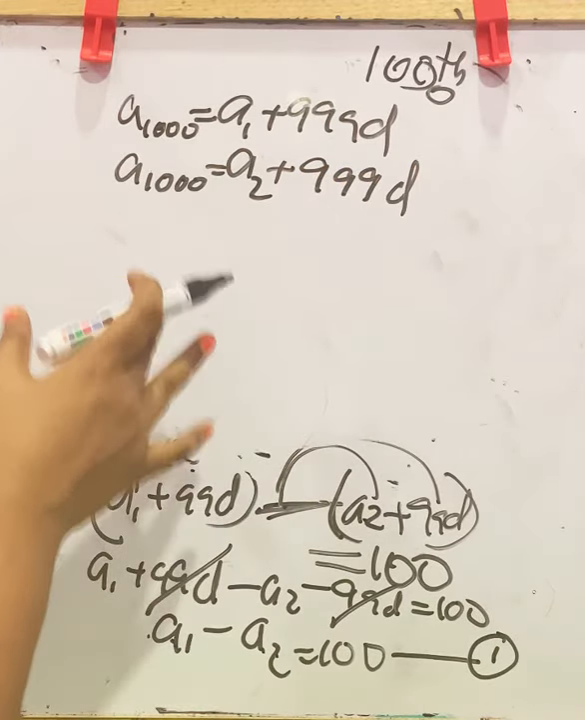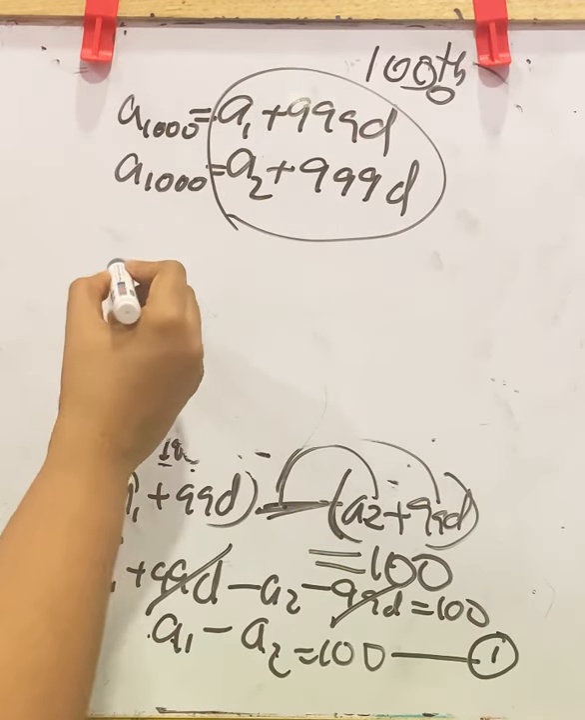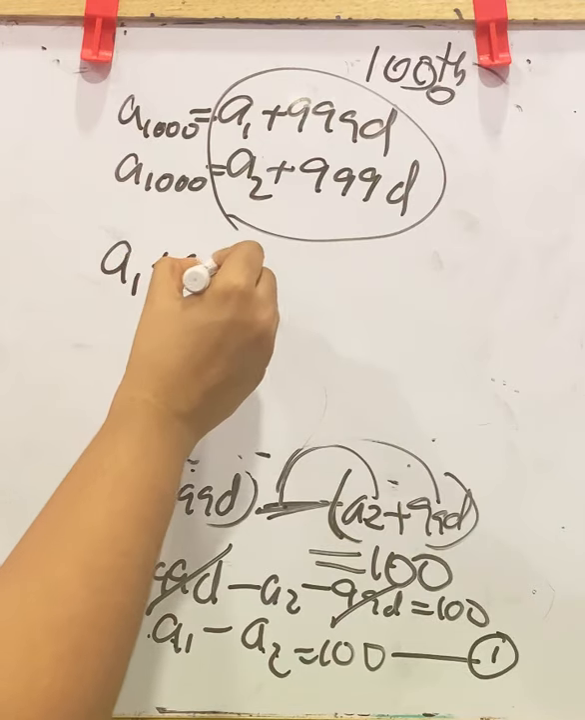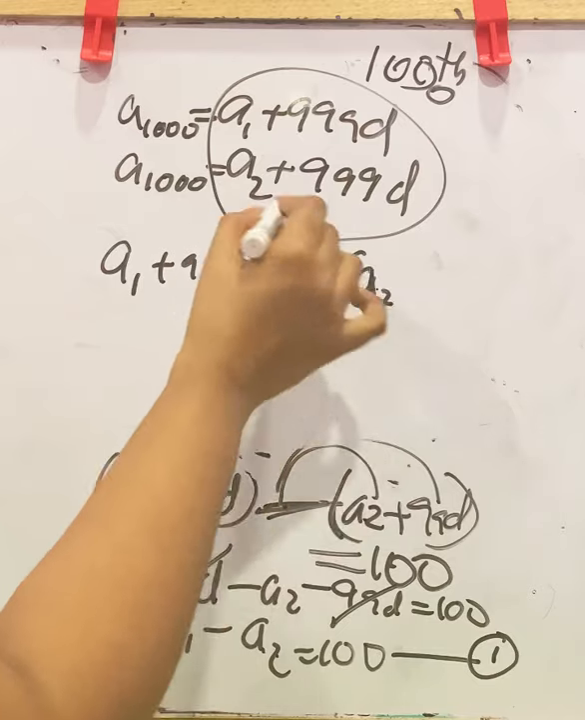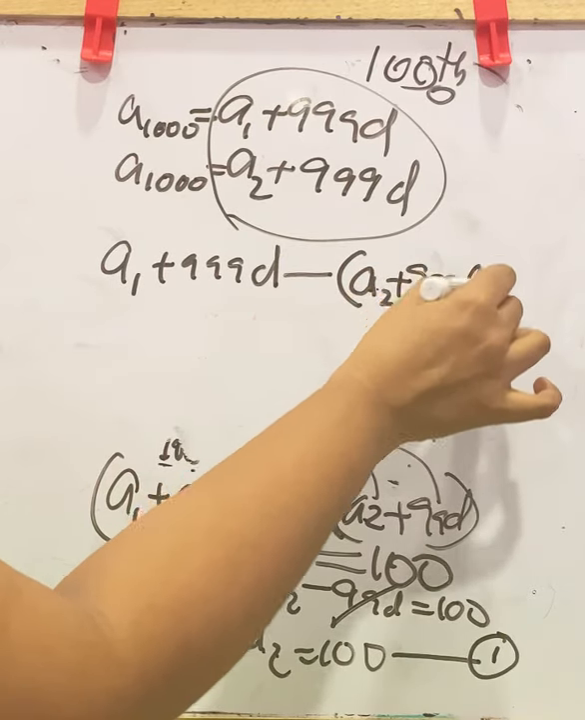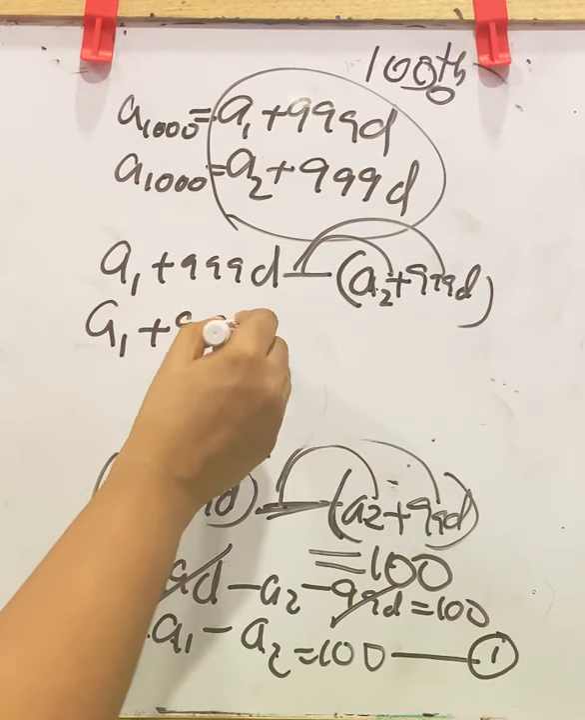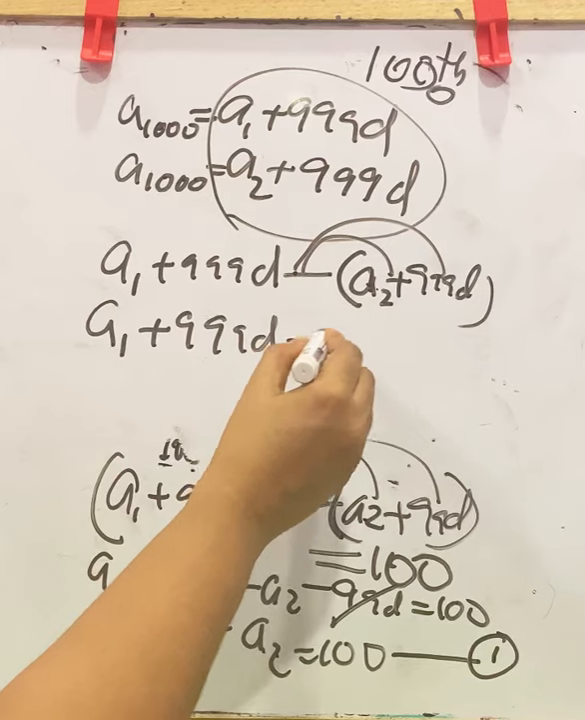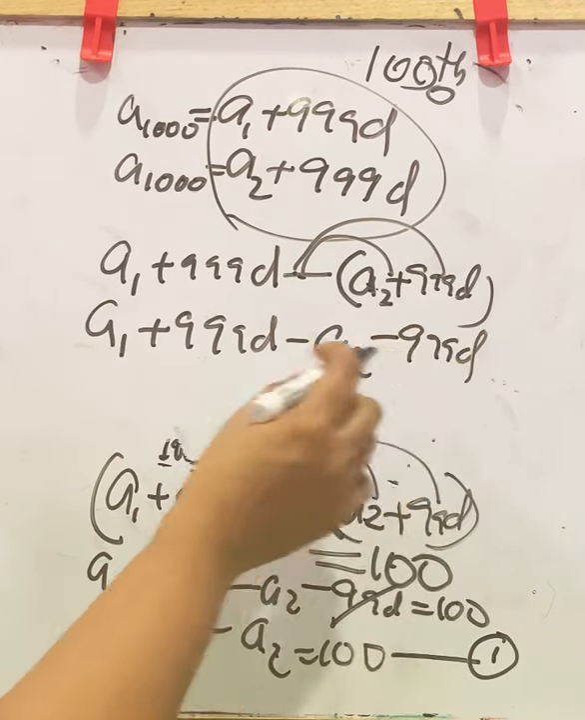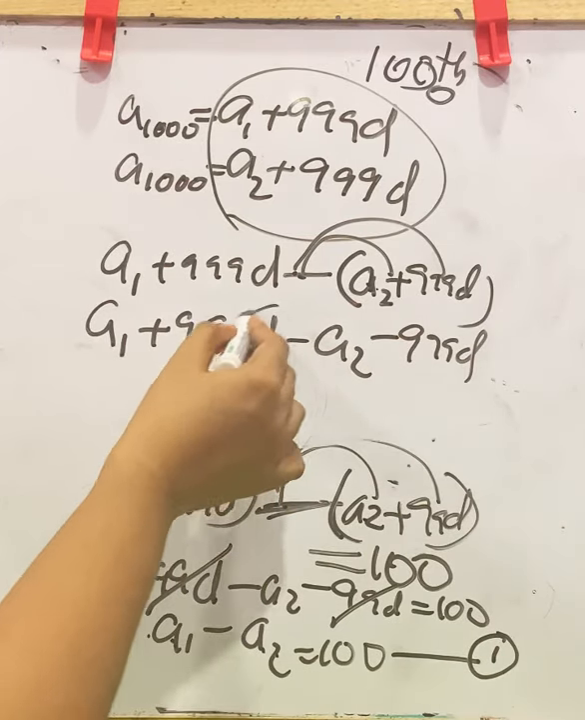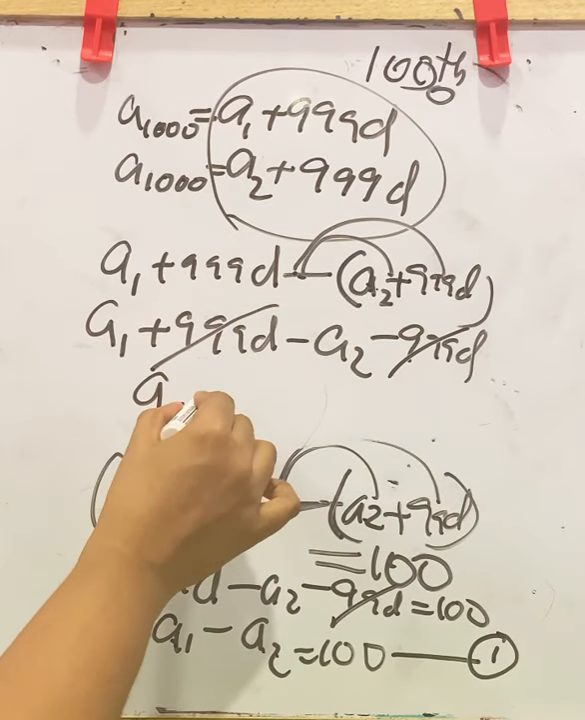The question is, we have to find the difference of the 1000th term of two APs. So how will you write: A1 plus 999D minus, next equation we will write in bracket, A2 plus 999D. Here open this bracket with negative. A1 plus 999D minus A2 minus 999D. The result we don't know. We have to find it. Plus 999 and minus 999 get cancelled. Result is A1 minus A2.